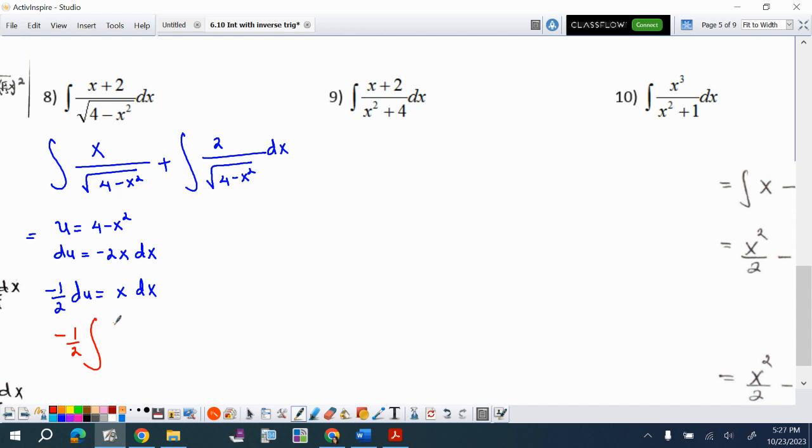Negative 1 half du, which is negative 1 half, power rule, u to the negative half, right? If I rewrite, the power rule is u to the positive half over half. We are not writing c yet because we still have to go to the second piece here. Okay, so this is the second piece. Now here, this is working very well as a sine inverse, right? So 2 outside.